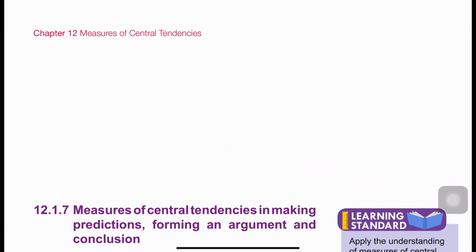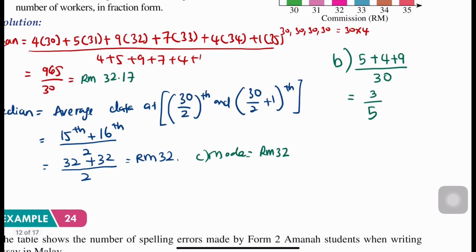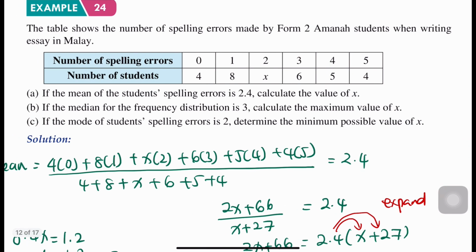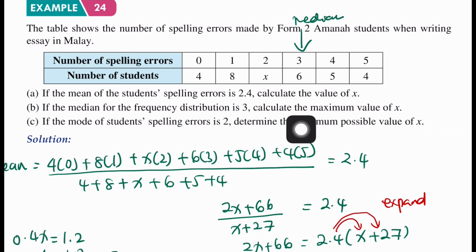Okay, next dia nak kita kira median. Okay, if the median for the frequency, mana tadi soalan dia? Okay, if the median for the frequency distribution is 3, calculate the maximum value of x. So kita tahu this is median kan? So this is our median. Okay, so calculate the maximum value of x. Berapa maksimum yang mungkin bagi x ni? Okay, so kita cuba pecahkan table ini.